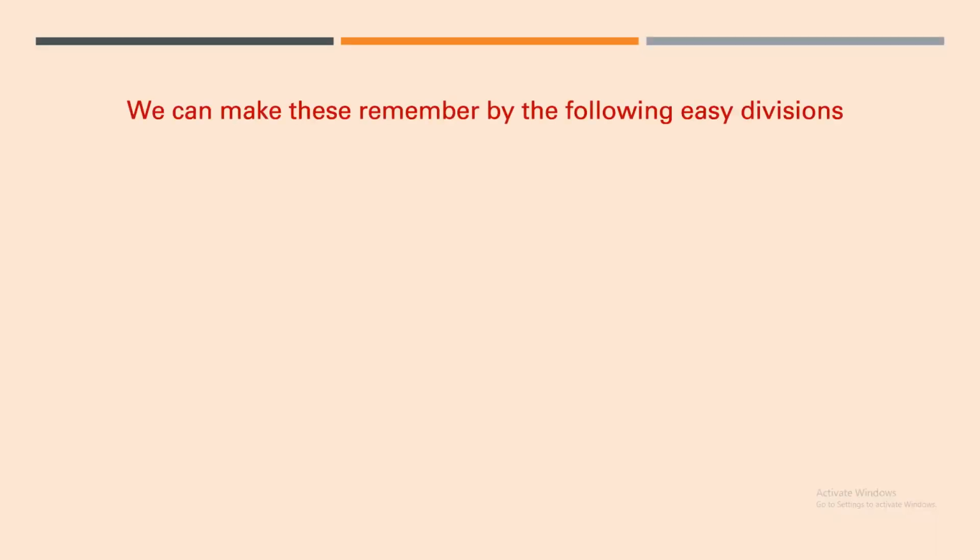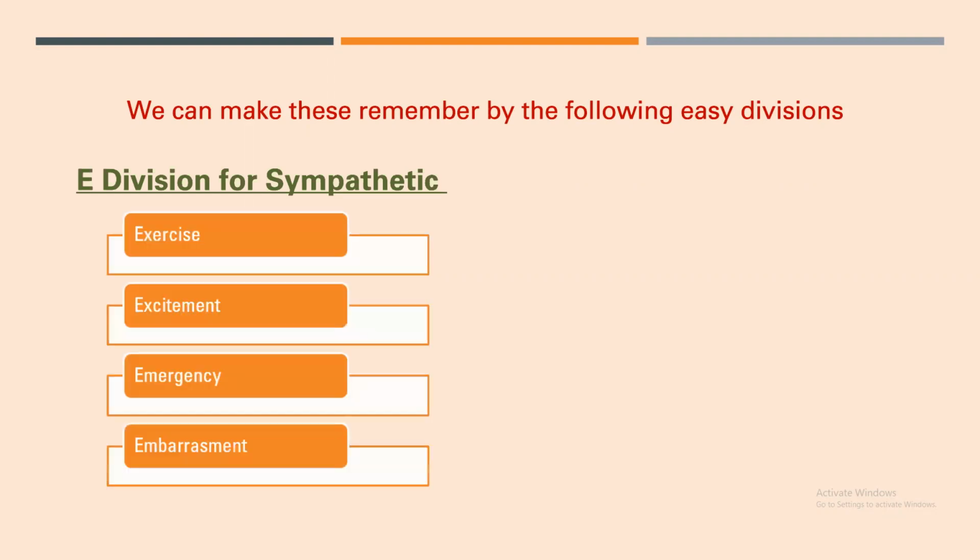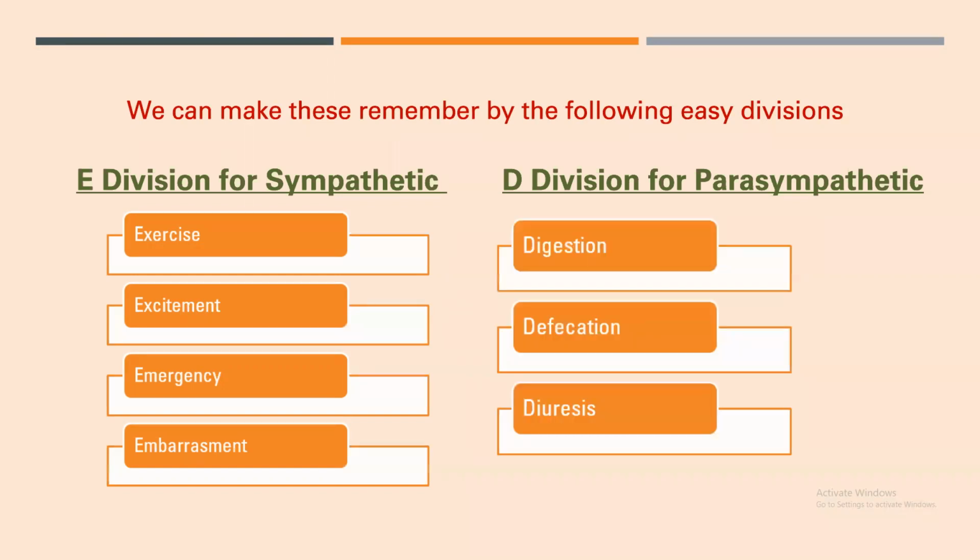We can remember these by the following easy divisions as well. The E division is always for sympathetic. E means exercise, excitement, emergency, and embarrassment. All these four things happen when the sympathetic system is activated. The parasympathetic division is given by D: digestion, defecation, and diuresis.